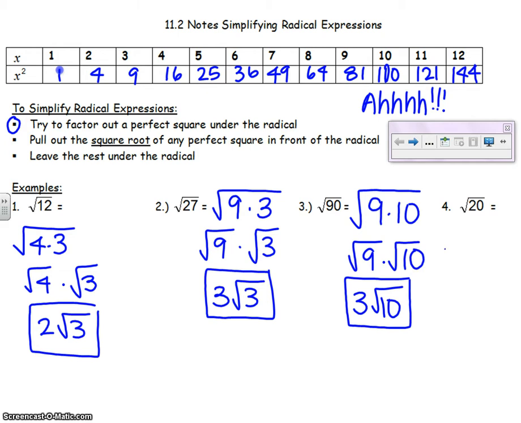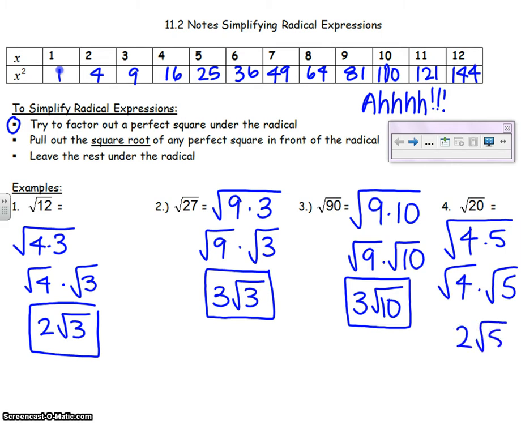All right, square root of 20. What goes into 20? Think. That would be 4 times 5. Square root of 4 times the square root of 5. Square root of 4 is 2, so we will have 2 root 5. I get a lot of questions, well, why couldn't I do 2 times 10? Neither 2 or 10 is a perfect square, so it's not going to do us any good to break it down to 2 times 10. We always want to think what perfect square goes into the number under the square root sign.